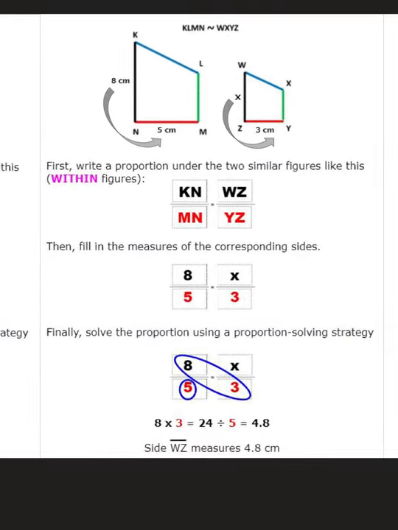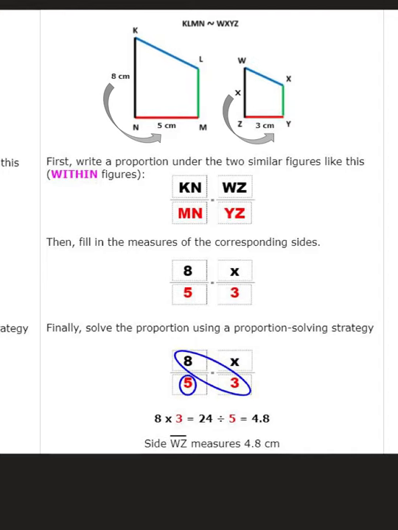Or just like before, same figures, but this time I'm going to go within the figures. So I went from the black side of the big figure to the red side of the big figure, the black side of the small to the red side of the small. 8 over 5, x over 3, cross multiply, 8 times 3. Notice we did 8 times 3 on the other one too, and divided by 5, we still got 4.8. So since the sides of similar figures are proportional, you will set up a proportion to find your missing side length. Make sure you're consistent when you're setting up your proportion.